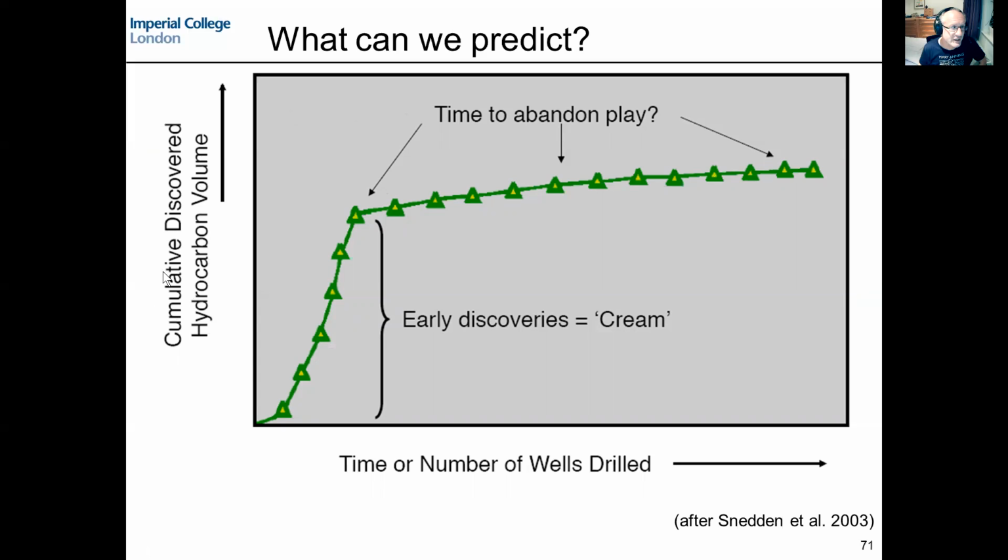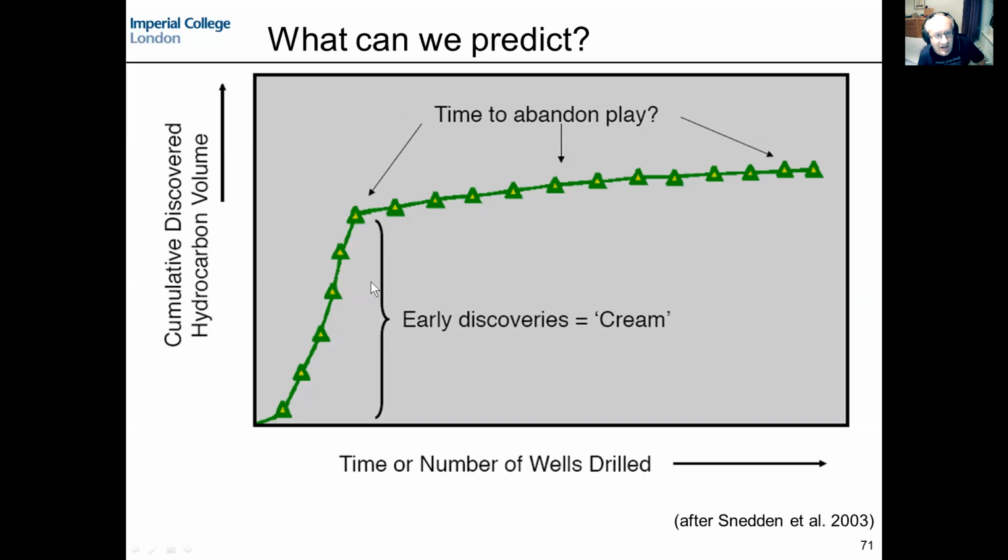The vertical axis is the cumulative discovered hydrocarbon volume, and the horizontal axis is time or the number of wells drilled. So we start on the left, before any exploration, and as we move towards the right, we have an increased amount of exploration expressed in time or in wells drilled. Typically, in a basin, early on in its history, we find a number of big fields. So we add a large accumulated volume of hydrocarbons for a relatively small amount of exploration time or a relatively small number of exploration wells. That's the cream of the basin.